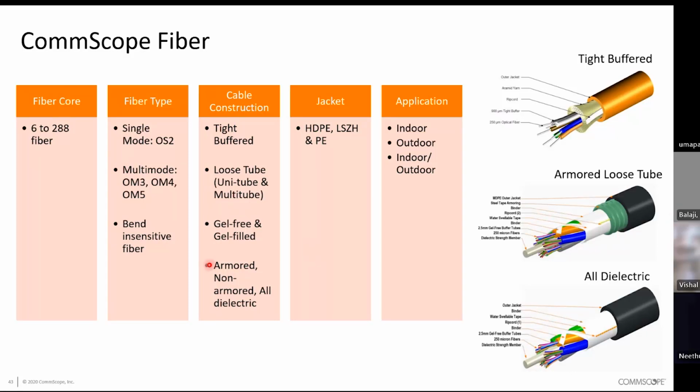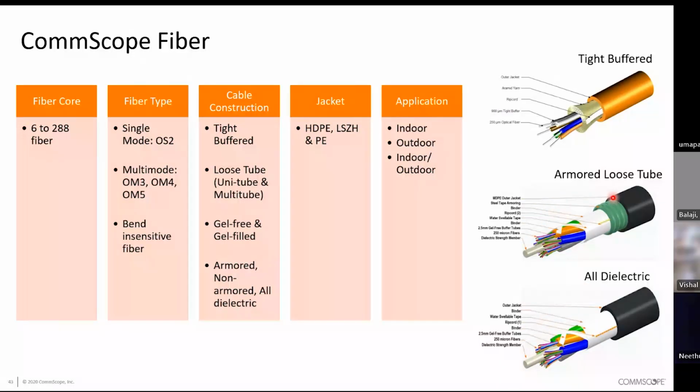And then armored, non-armored or all dielectric. When I say armored, you have a metal armor. Here you can see the metal armor. There are some other applications where they don't want any metal armor, but they want a ruggedized cable. For example, some of the projects with windmills, where windmill functions are more during summer, but in those areas lightning keeps happening. Whenever lightning happens, it damages your fiber cable. We have seen some case studies.